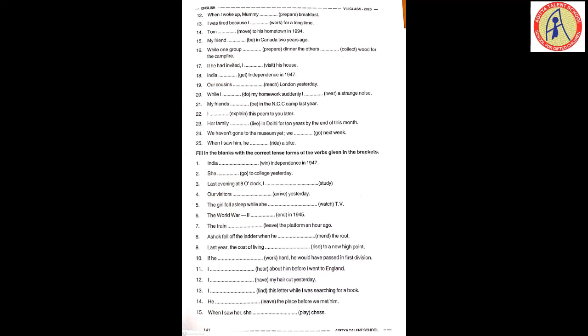B form means B forms are was or were in the past tense. Now what should be written here? My friend is a singular subject followed with was. While one group dash dinner, the others dash wood for the campfire. Was preparing, collected. If he had invited, I dash his house.